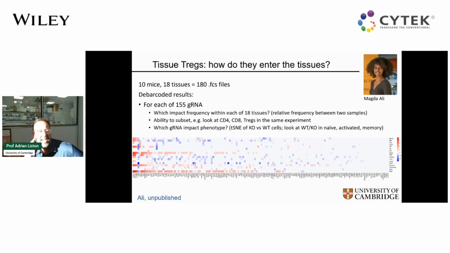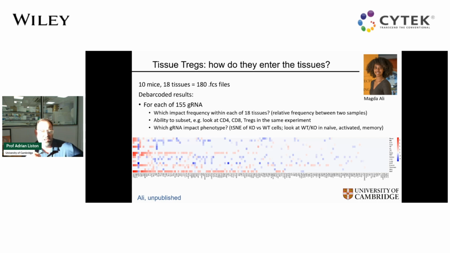This is looking at 10 different mice. So we can analyze in 10 mice 155 different knockouts simultaneously, and we can do this in 18 different tissues. So this is 180 FCS files, which is actually remarkably low considering the number of different knockouts we're able to analyze in parallel across 18 different tissues. And so for each of these 155 guide RNAs, which are knocking out one gene each, we can ask what impact do they have on the frequency of regulatory T cells within each particular tissue.